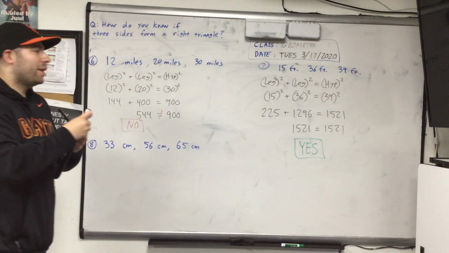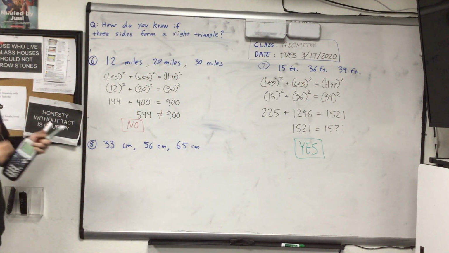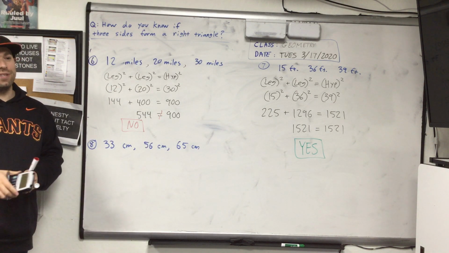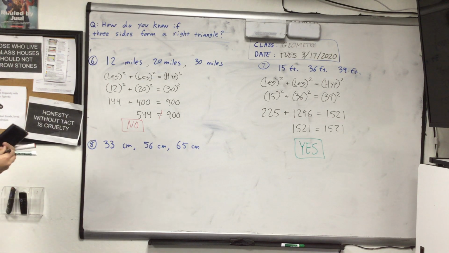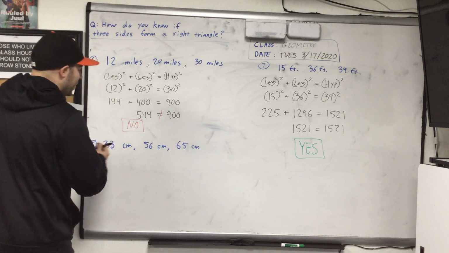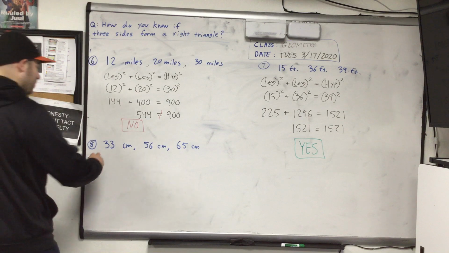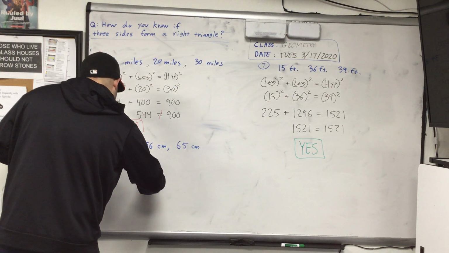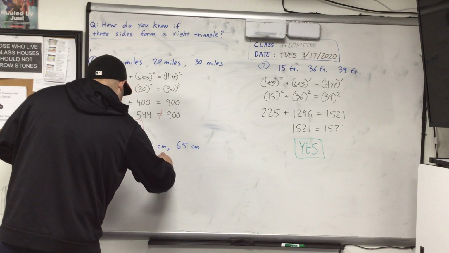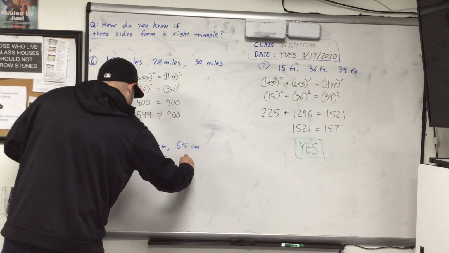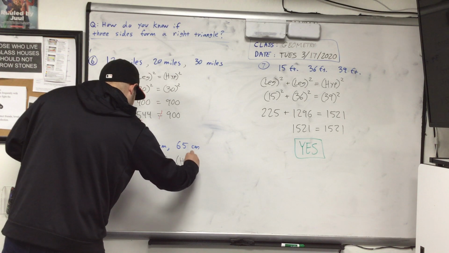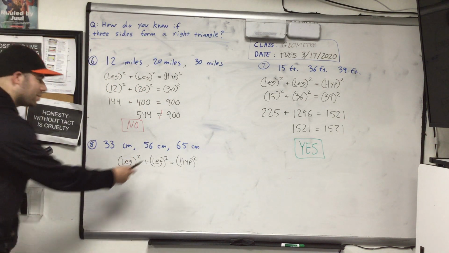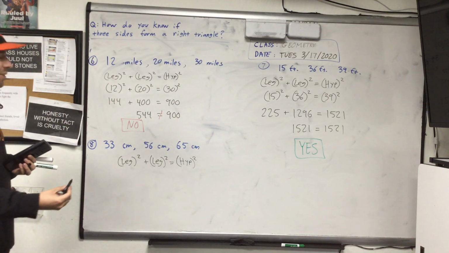Moving on to the last problem of the day. We've got 33 centimeters, 56 centimeters, and 65 centimeters. For the last time, let's do the Pythagorean theorem, and hopefully these three side lengths can form a right triangle. So let's do leg squared plus leg squared equals hypotenuse squared. So, which of the three sides is the longest? 65, so that becomes our hypotenuse.